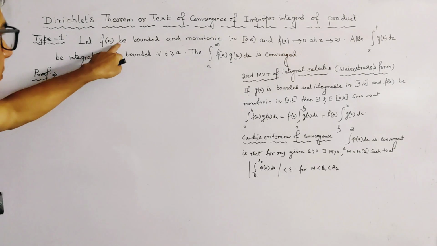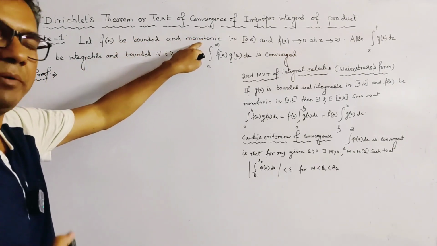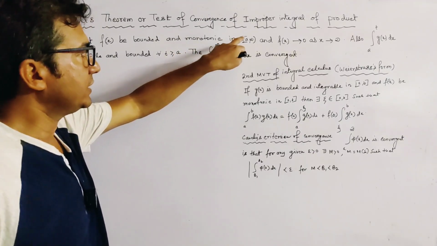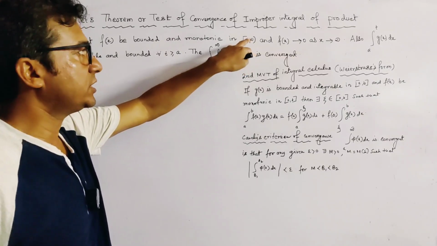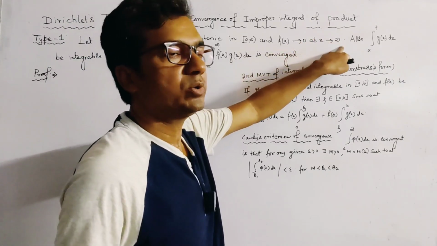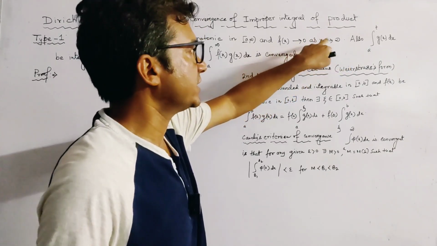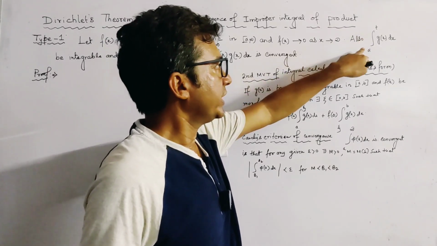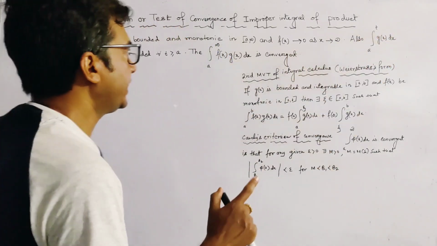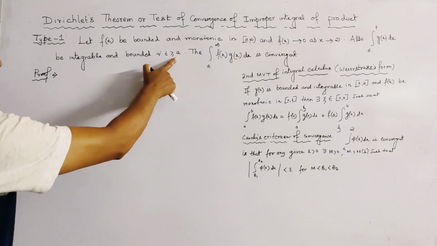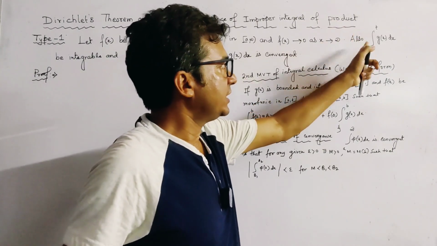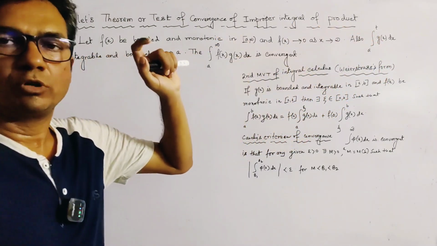Let f(x) be bounded and monotonic, may be monotonic increasing or monotonic decreasing, in the closed interval a to infinity, and f(x) tends to 0 as x tends to infinity, right? Also the integration a to t g(x) dx, where t is any value greater than a, is integrable and bounded. That is, this integration is also bounded, it is also given.